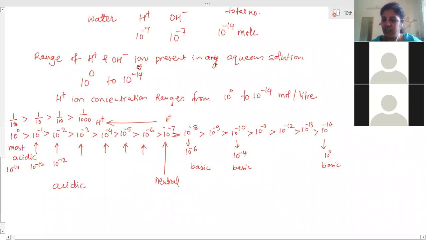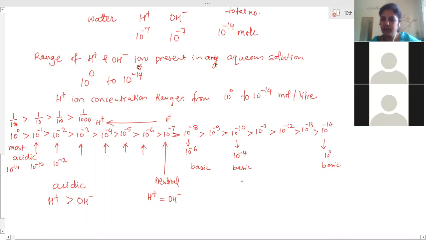That means on this scale, any solution that has 10 to the power minus 7 concentration is a neutral solution, because in this case the H plus ion concentration and OH minus ion concentration are equal. Then when you move to the left hand side, when the concentration increases from 10 to the power minus 6 to 10 to the power 0, in these cases the H plus ion concentration is greater than the OH minus ion concentration. So therefore these solutions are acidic in nature. Is that clear? Yes, ma'am.